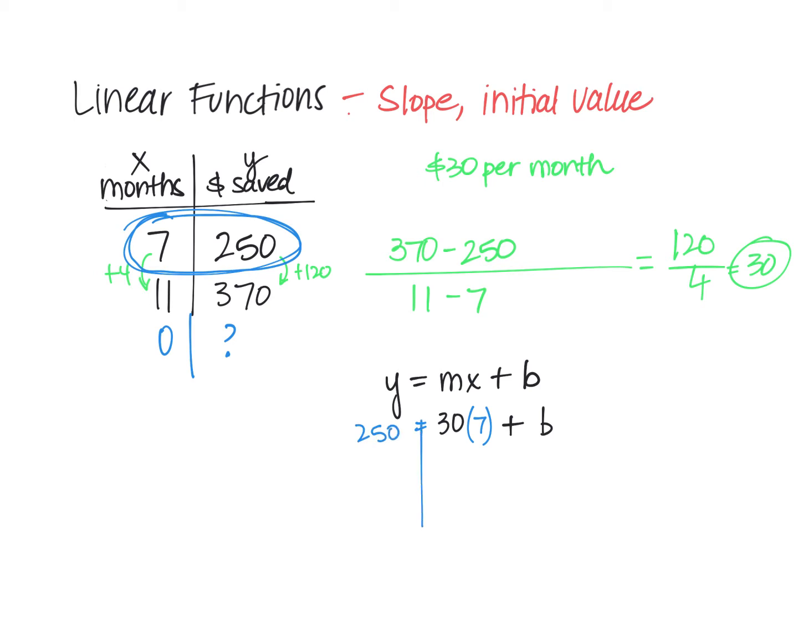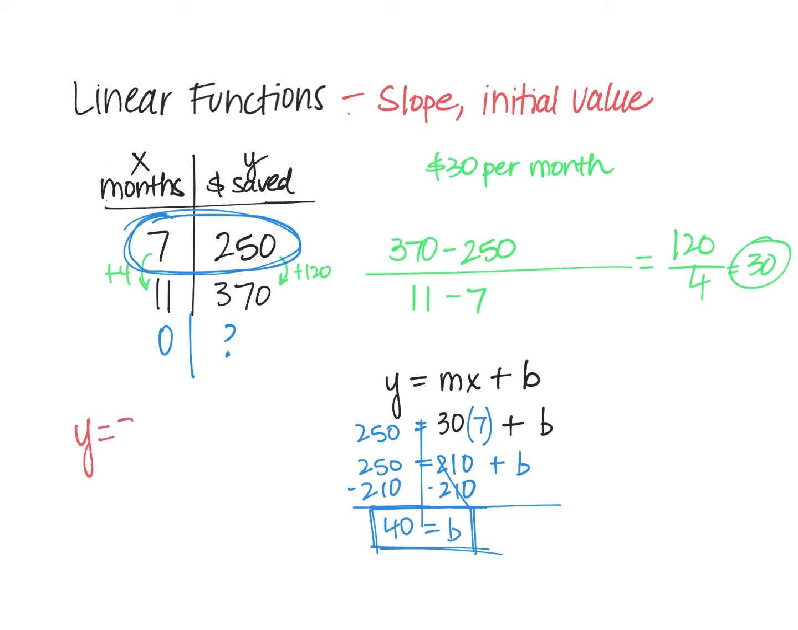So if I do 30 times 7, I get 210 plus b equals 250. And to get that b by itself, I'm going to subtract 210. So I end up with b equals 40. That means my initial value was 40. Another word for that is y-intercept. So my final equation is y equals 30x plus 40.